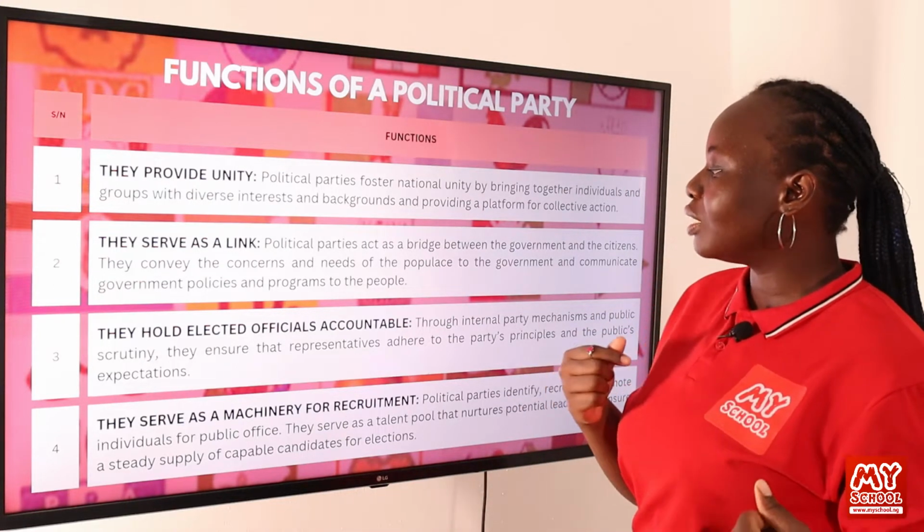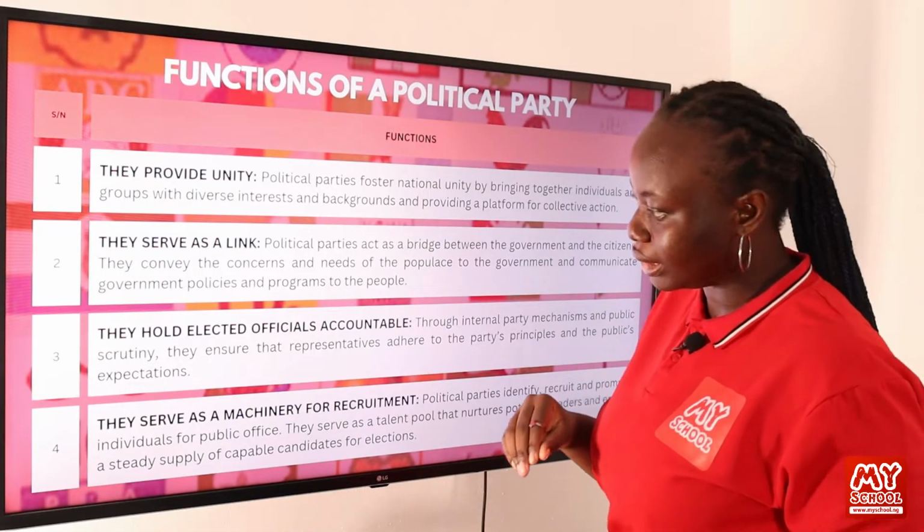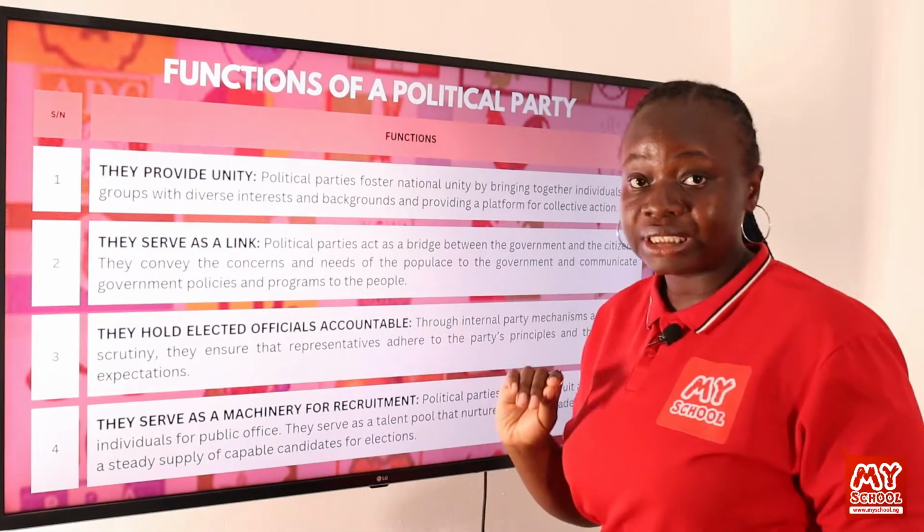They also hold elected officials accountable. Through internal party mechanisms and public scrutiny, they ensure that representatives adhere to party principles and the public's expectations.